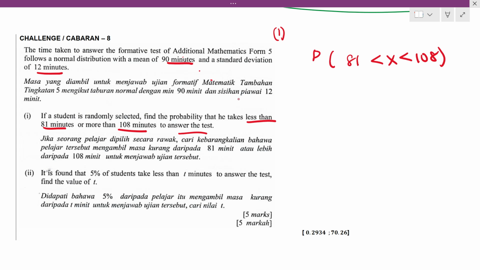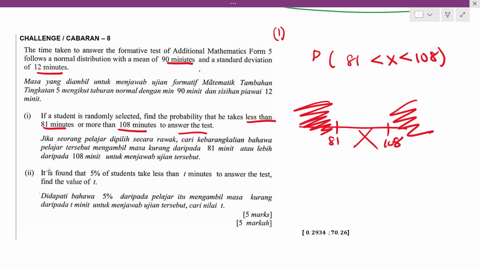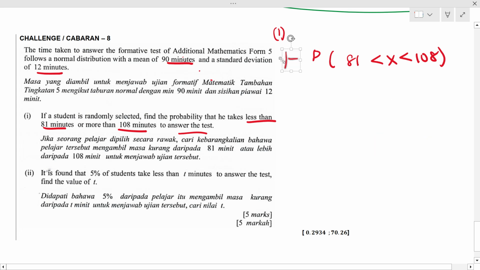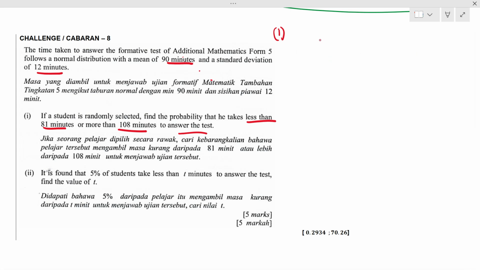Okay, you see, what are they saying? 81 is here, 108 is here. They are saying he takes less than 81 or more than 108, not in between. Understand? Not in between. Maybe doing 1 minus would work out, but I haven't tried that, maybe an innovative new idea. But I'm not going to do that. What I'm going to do is first write this simple one, right? So what do they say first?